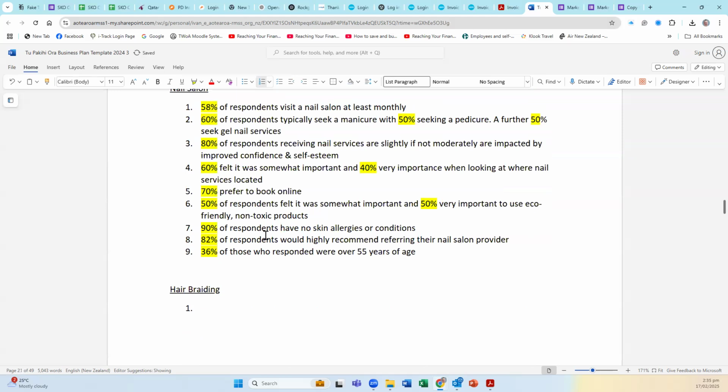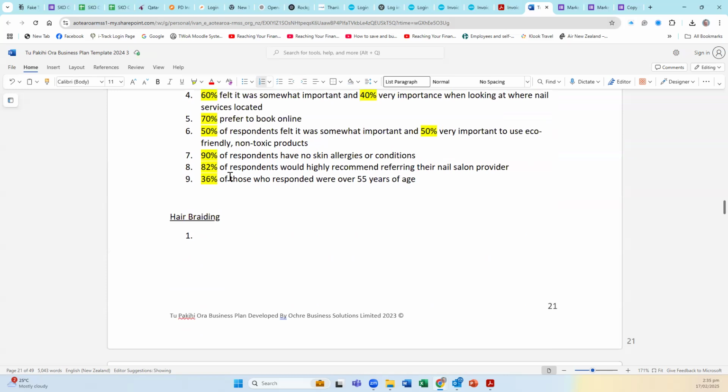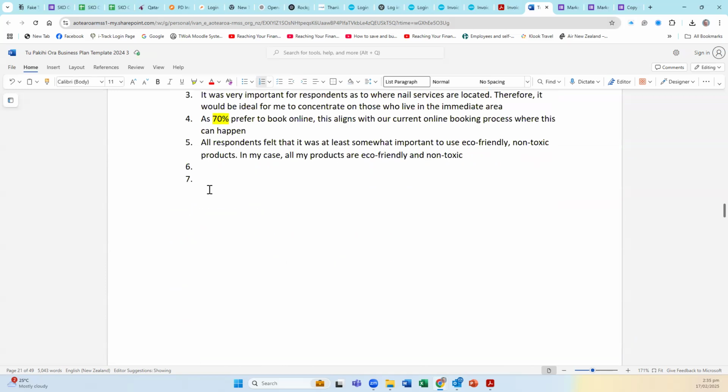90% of respondents have no allergies. Okay, so I probably wouldn't worry about that one. 82% of respondents would highly recommend referring their nail salon provider. So the good thing about that is 82% would be happy to refer their nail service provider.